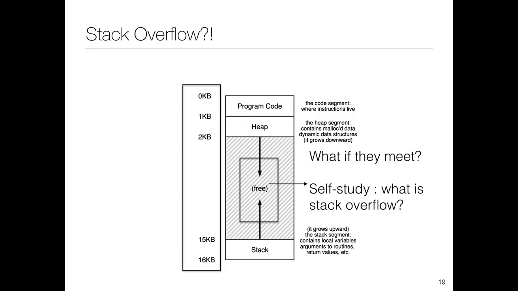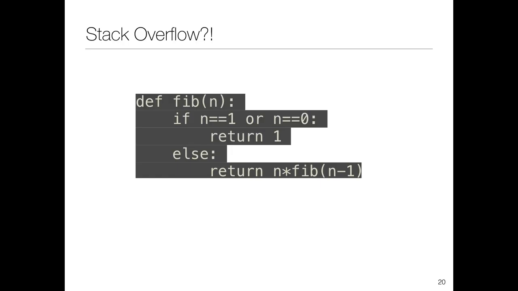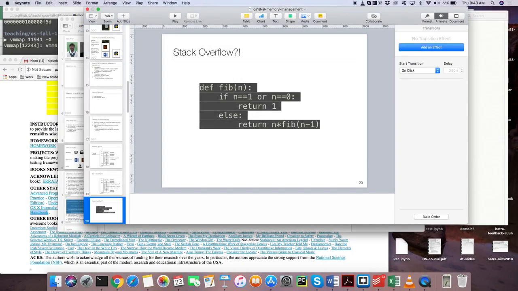Okay, so this is self-study at your own time about stack overflow. One of the ways in which you can invoke stack overflow is by having a recursive function. This is a simple function for Fibonacci, any way you want to pronounce it. A very simple function: n into fib of n minus 1, and n equal to 1 or 0 returns 1. I'll quickly show a running instance of this program.